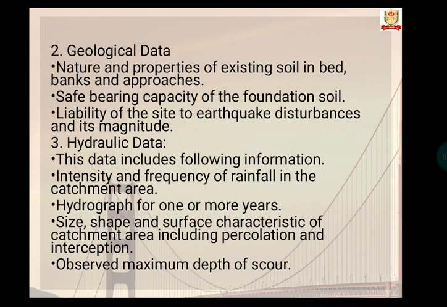Second is geological data. Nature and properties of existing soil in the bed, banks, and approaches. Safe bearing capacity of foundation soil. Liability of the site to earthquake disturbance and its magnitude.